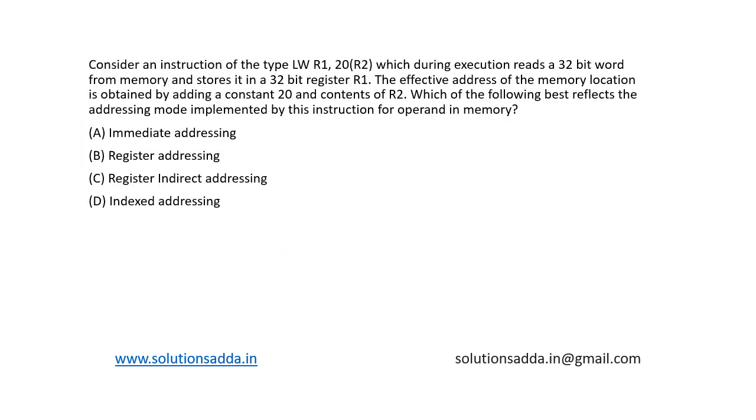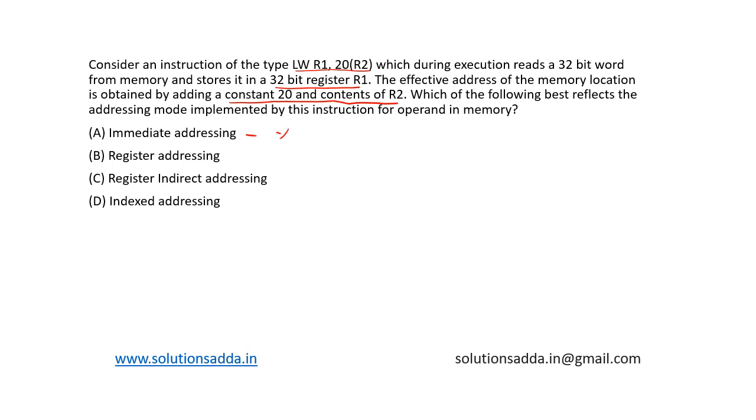This is a question from computer organization. Consider an instruction of the type load word R1, 20 of R2, which during execution reads a 32-bit word from memory and stores it in a 32-bit register R1. The effective address of the memory location is obtained by adding a constant 20 and contents of R2. Which of the following best reflects the address mode implemented by this instruction for operand in memory? Let's see option A, immediate addressing. In immediate addressing, we need to give a constant value in the instruction, which is supposed to be our operand.